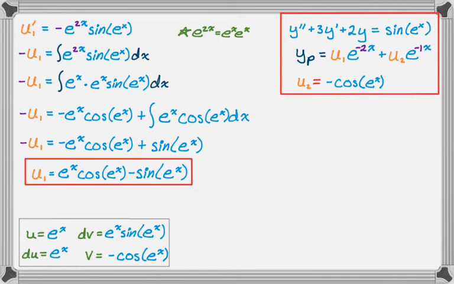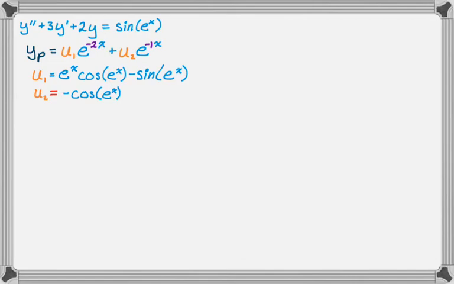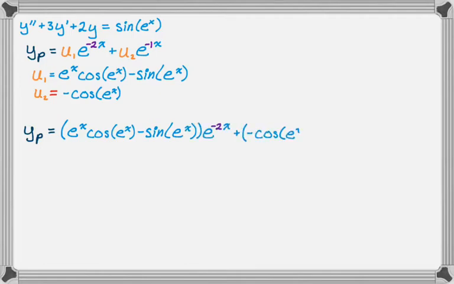We know that y sub p is u1 e to the negative 2x plus u2 e to the negative x, and we're trying to solve that differential equation. So let's go one more page and then we'll be done. Here's all the things we know. So y sub p should be, making our replacements, u1 e to the negative 2x plus u2 e to the negative x. Let's simplify this.